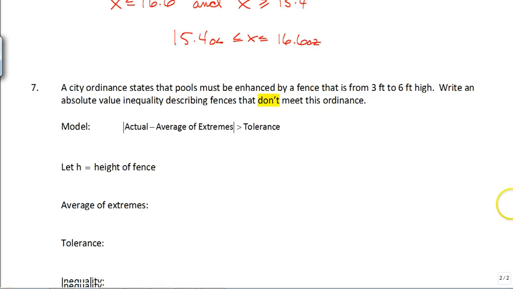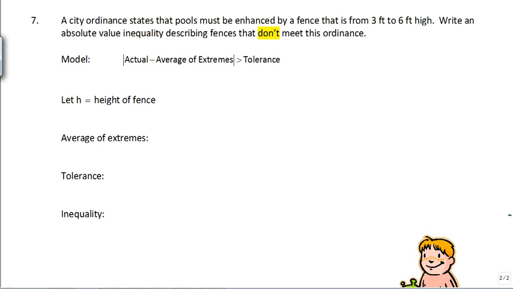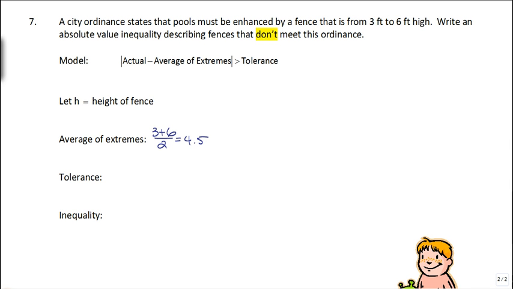So here's number 7. I'm going to ask you to, of course, pause the video and try to do this one on your own. Read through it carefully and see if you can figure out what's going on. First of all, you should have the average of extremes is 4.5 feet. Okay, an average is just the high plus the low divided by 2. The average tolerance is the average minus the extremes. So 4.5 minus 3 is equal to 1.5. If you did it the other way around with 6 minus 4.5, you're going to get the same thing.